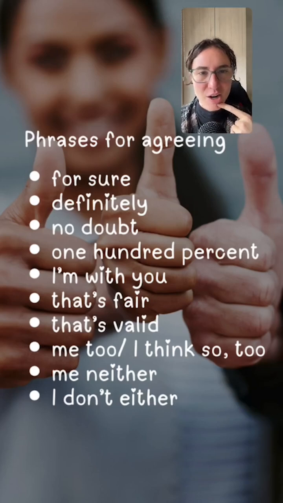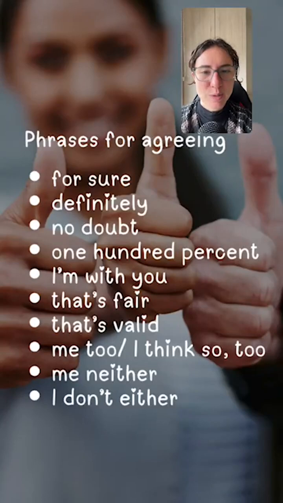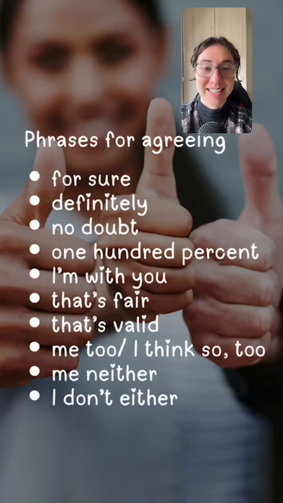So either and neither are used when we are responding to something negative. So I could say I didn't like that movie. You could say me neither. I loved it as well. Nice. Okay. And same, or like I said, same here.